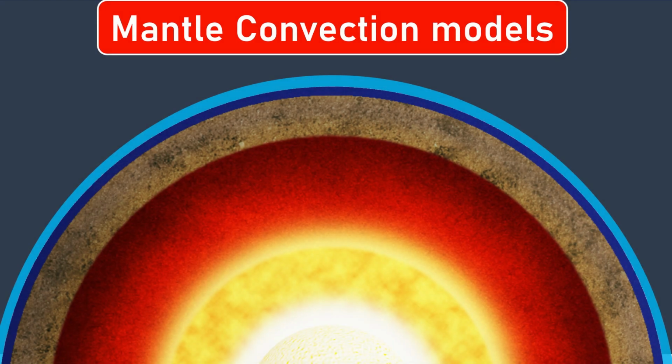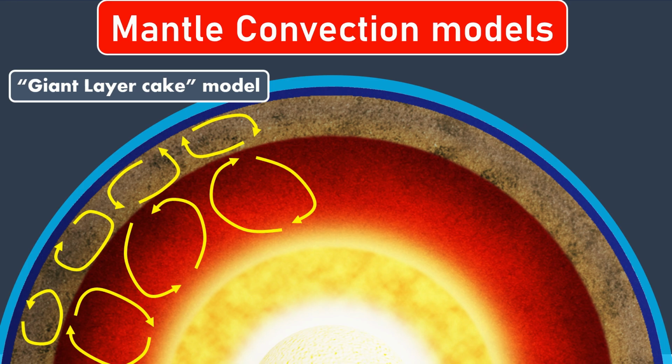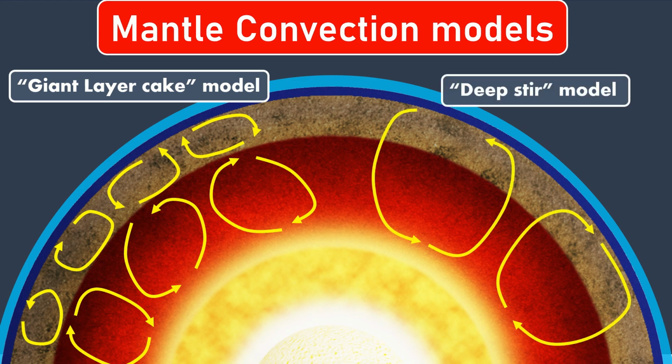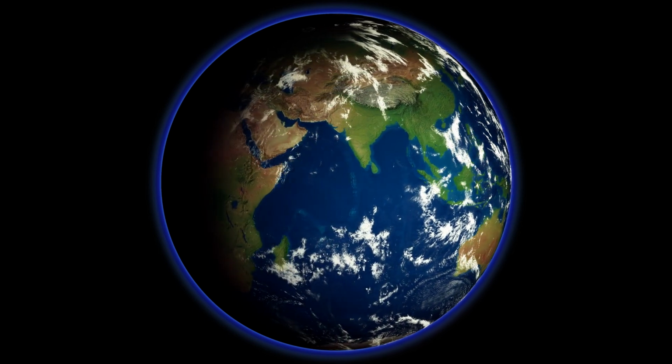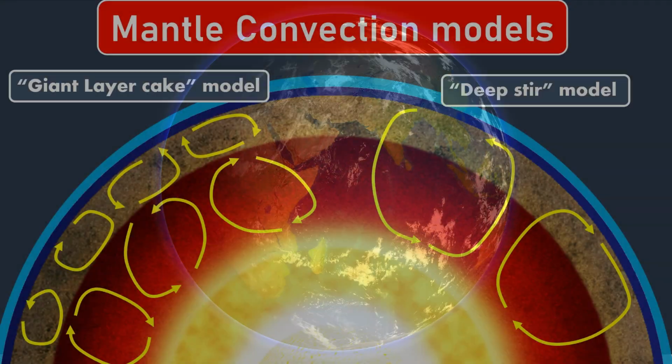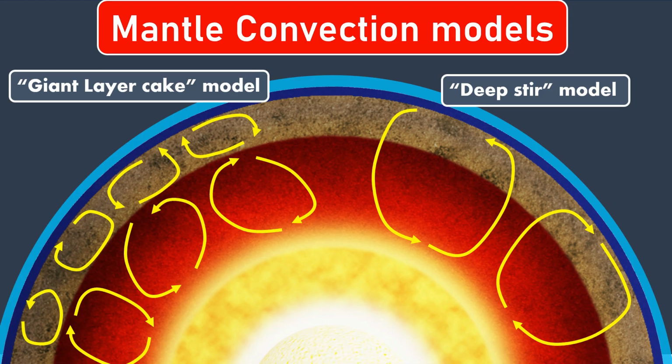Geoscientists generally agree on two main models of how the mantle circulates, that is the giant layer cake model and the deep stir model. Both explain parts of this extremely dynamic system, but neither is completely perfect. As both these models have limitations, the debate over which model best represents reality continues.